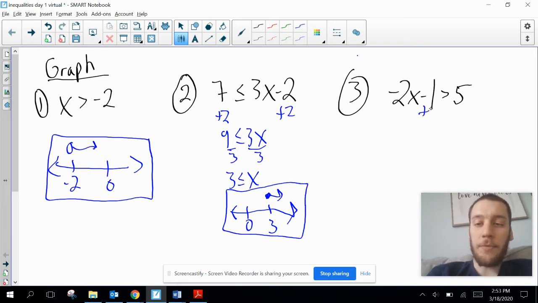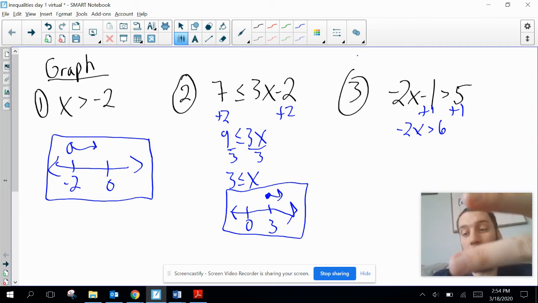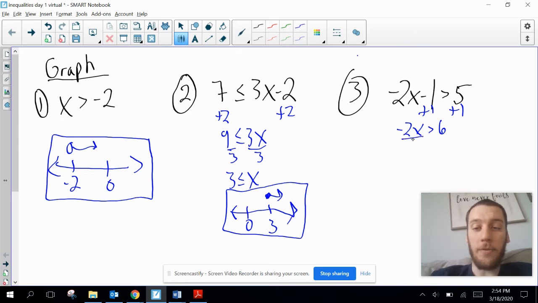Over here, trying to get x by itself, I'm going to add 1 on both sides. And then here's the tricky part. If you ever have a negative and you multiply or divide by a negative, it's going to flip the inequality. So this becomes this. This goes to this, right? So when I multiply or divide by a negative, like I divide by this -2 right here, my sign changes from greater than to a less than.